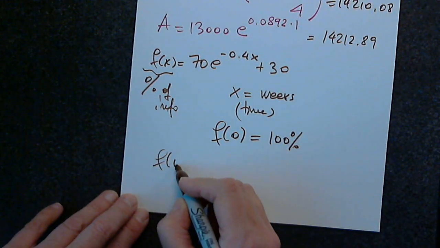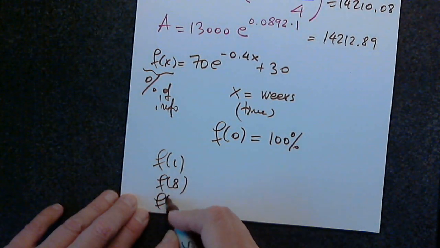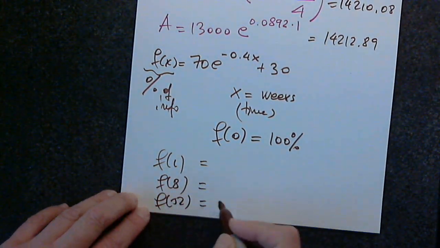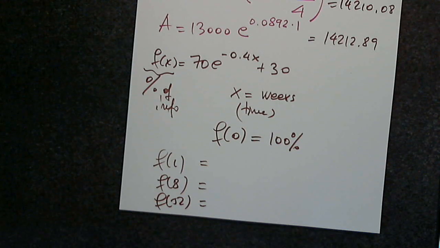Now, in order to find f of 1, f of 8, and f of 52, I will not perform the calculation step by step. I will put everything in the calculator. So let's do just that. Let's go back to y equals. Very important to understand this procedure because it saves you a lot of time, especially on a test. Okay. So clear if you have anything else in there.